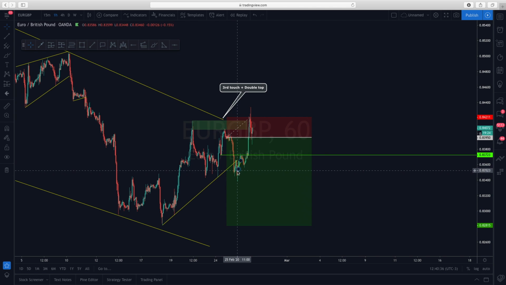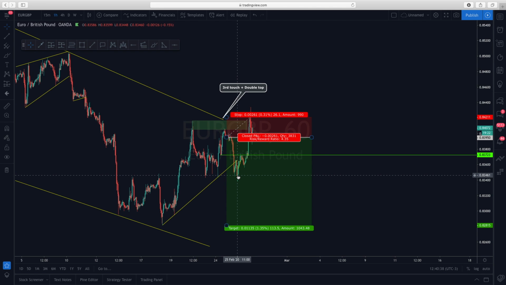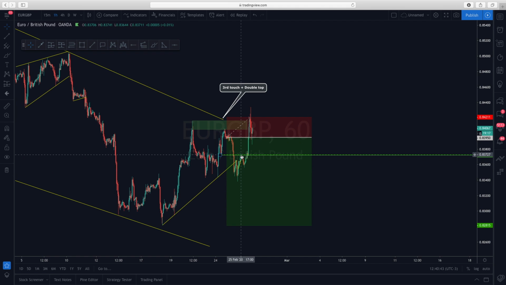And then, as you can see, price pushed downwards. I was excited. I was making more profits now. Then it started pushing upwards. I don't know what happened. And then it pushed all the way upwards somewhere here. It took me out. So this is where it hit my stop loss.